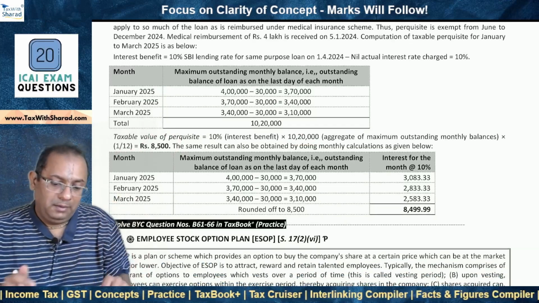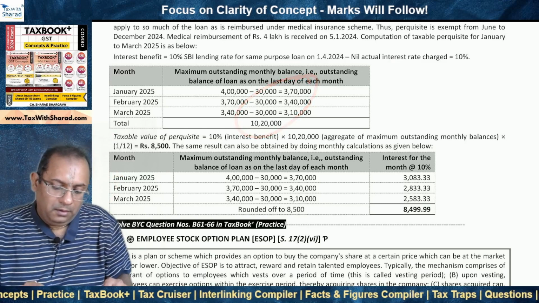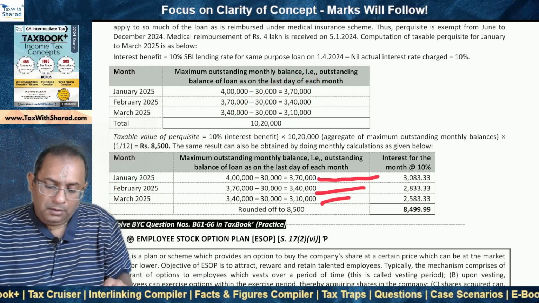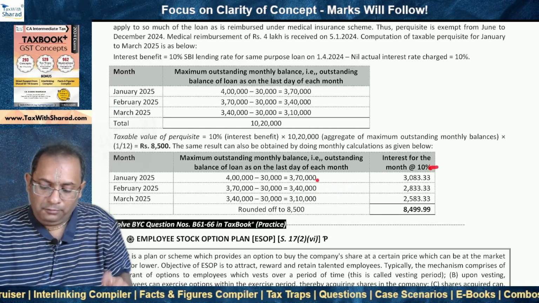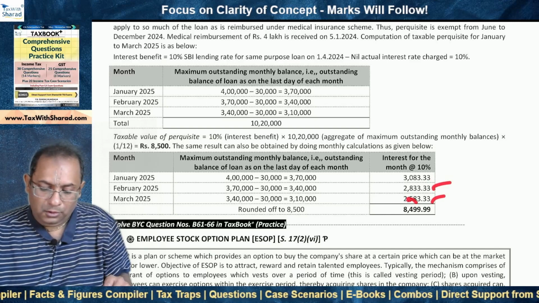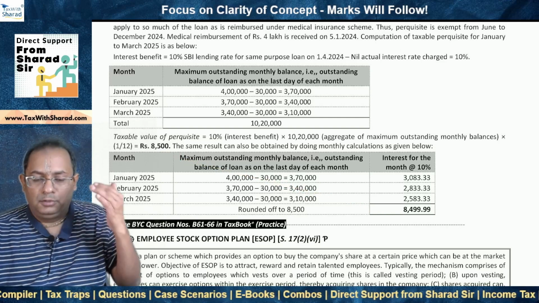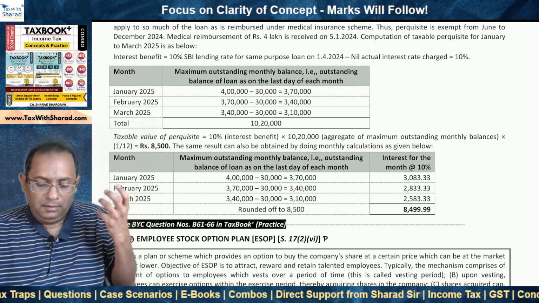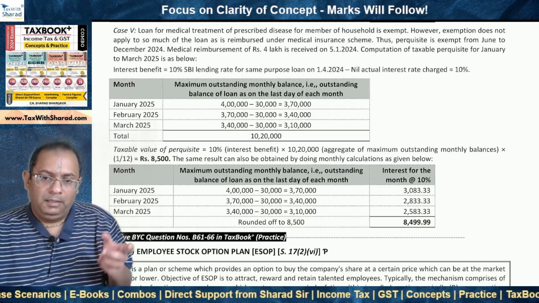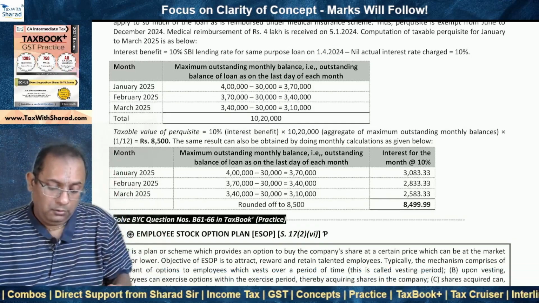Just as in the previous example, we can employ method 2 as well. Then instead of totaling this up, we can find out the interest for each month. So on 3,70,000 at 10% for 1 month, okay, this for February, this for March, this total, it will be 8,500, it will be same as this. So this is how we calculate the value of perquisite on account of interest-free or concessional loan given by the employer or any person on his behalf to either the employee or any of his member of household.